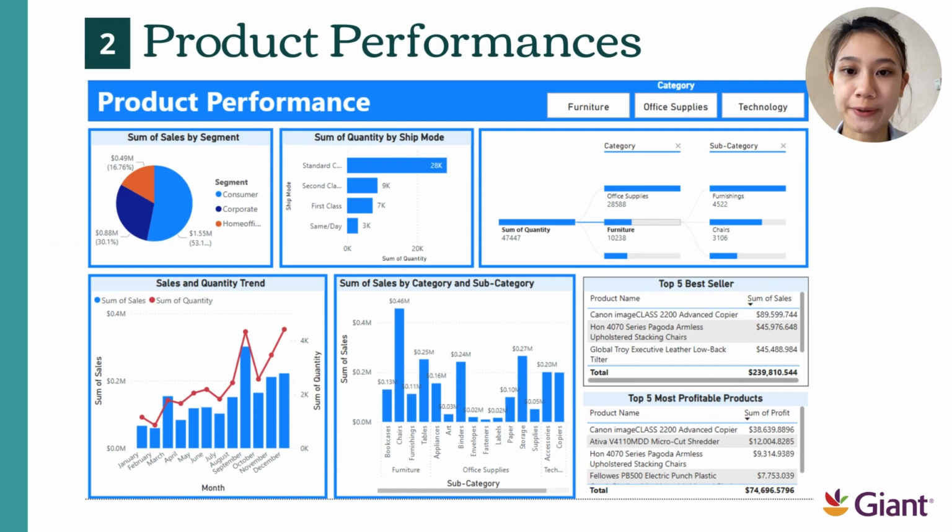It includes a filter located at the top right corner, allowing users to select specific product categories for focus analysis. There are another 6 different visuals: a pie chart highlighting the distribution of segment type, a horizontal bar chart visualizing data on shipping mode, a composition tree analyzing quantity by category and subcategory, a combo chart comparing monthly sales and quantity orders, a column chart displaying sales by category and subcategory, and the last one, tables, which provide the best selling products and the most profitable products.